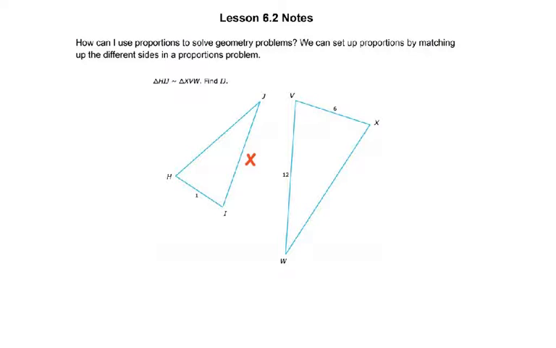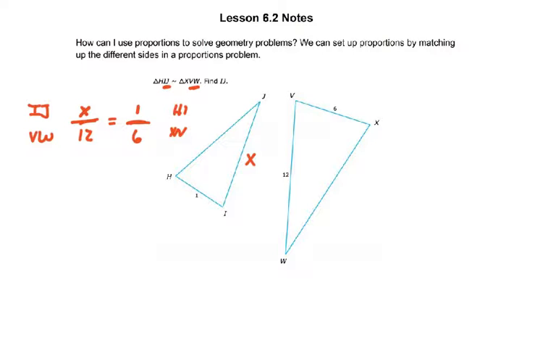Now I want to find IJ. If I use the letters, I know that that matches up with VW. So x is IJ, VW is 12. Well, then I also know that I need to use the other number from each shape. And 1 matches up with 6. 1 is HI, which matches up with XB. And I now have a proportion I can cross multiply and solve.